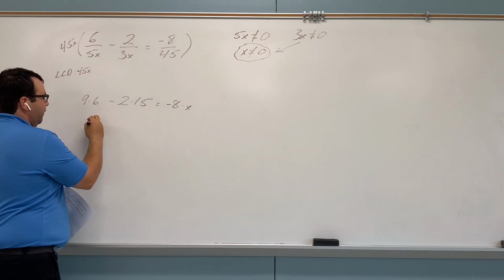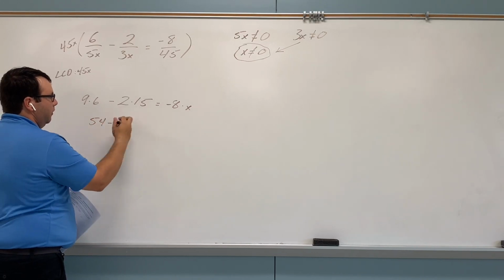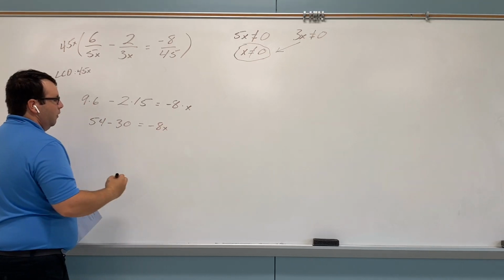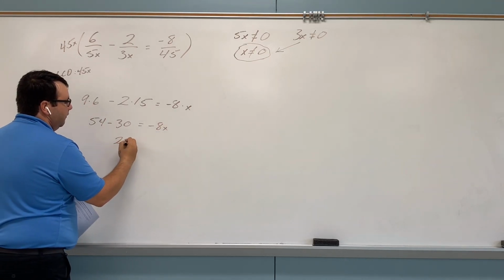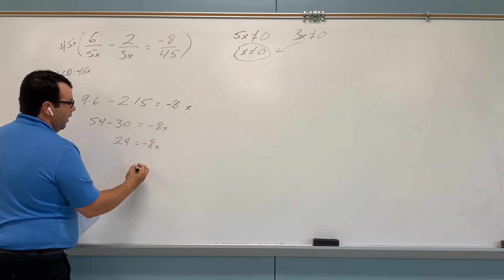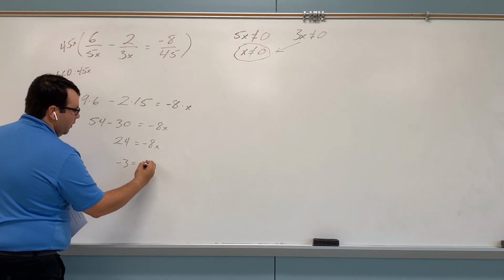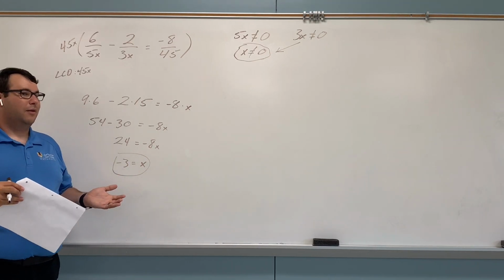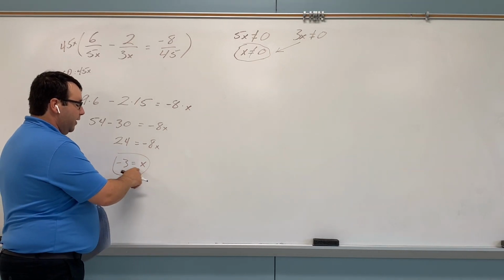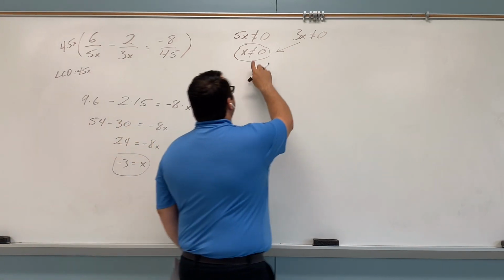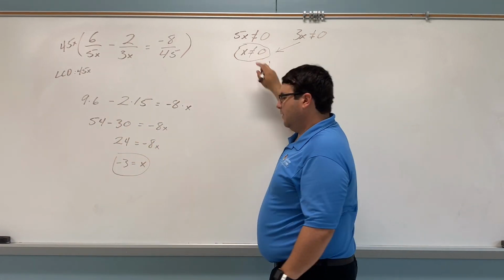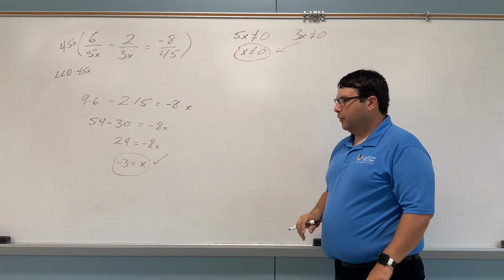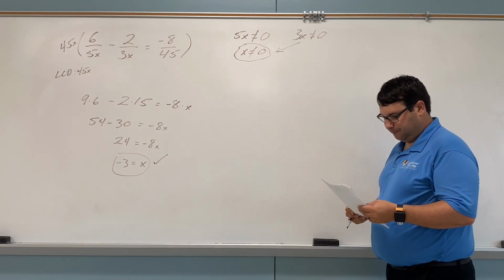So 9 times 6 is 54. Minus 2 times 15 is 30. Is equal to a negative 8x. 54 minus 30 is 24. Divide by negative 8. X equals negative 3. And we're done, right? No. Check it. So x equals negative 3. Is that possible? Yes, because x cannot be 0. There we go. So x equals negative 3 is true for that statement, for that equation.